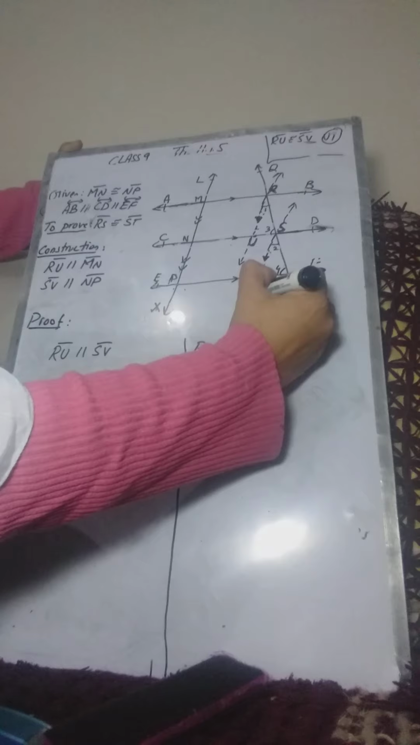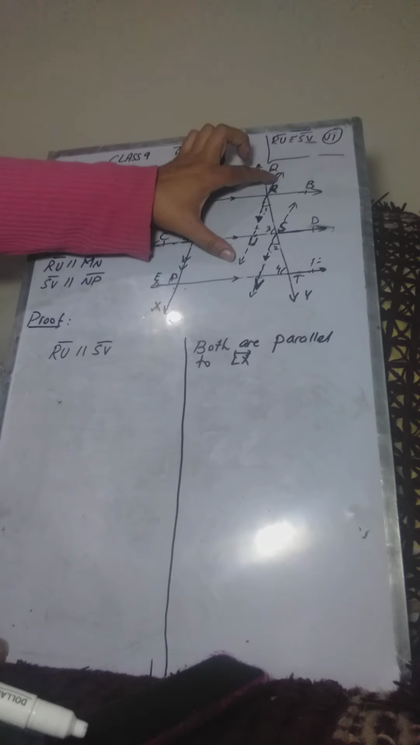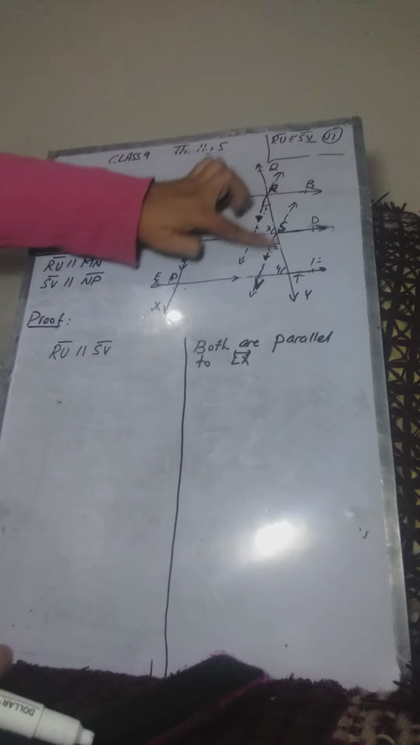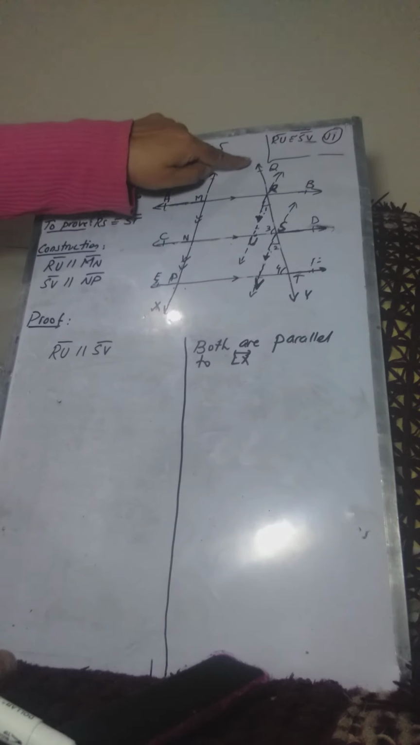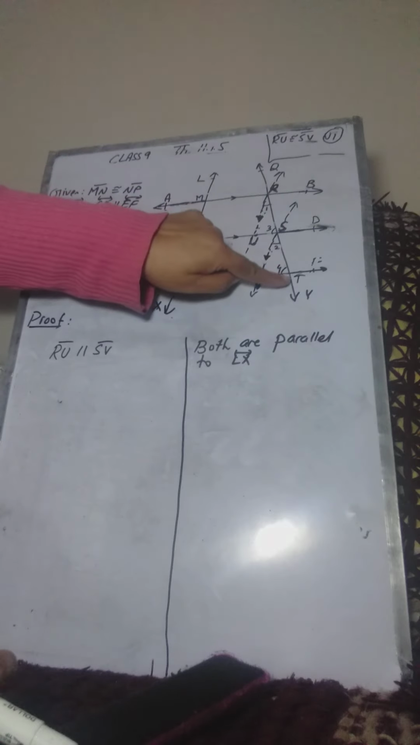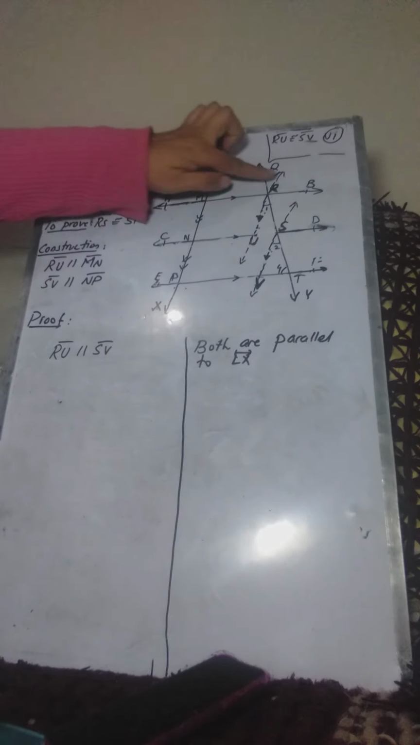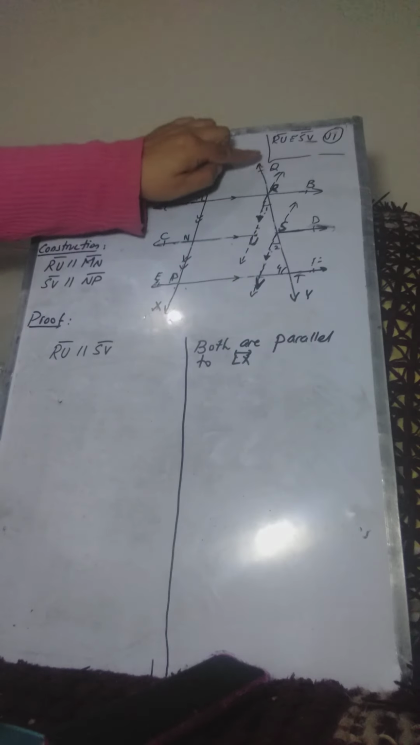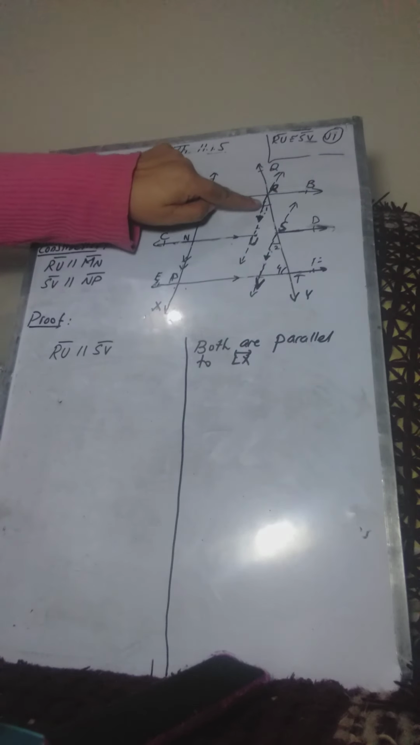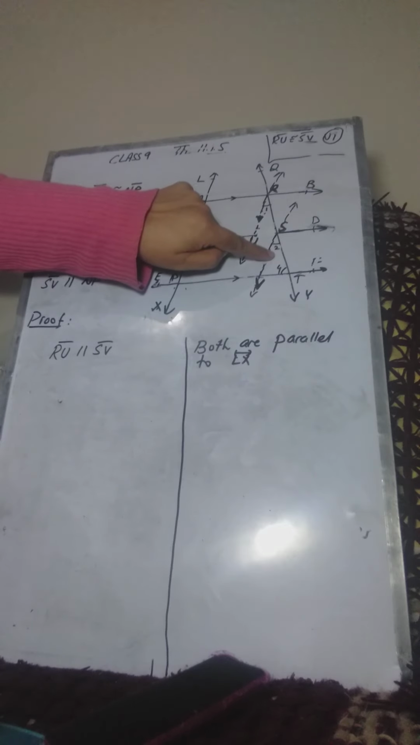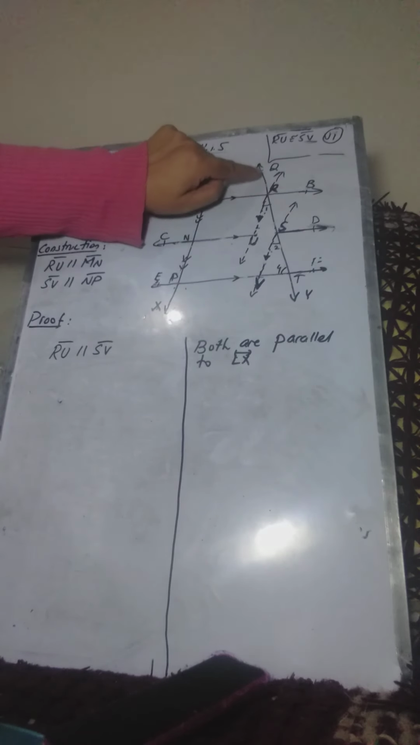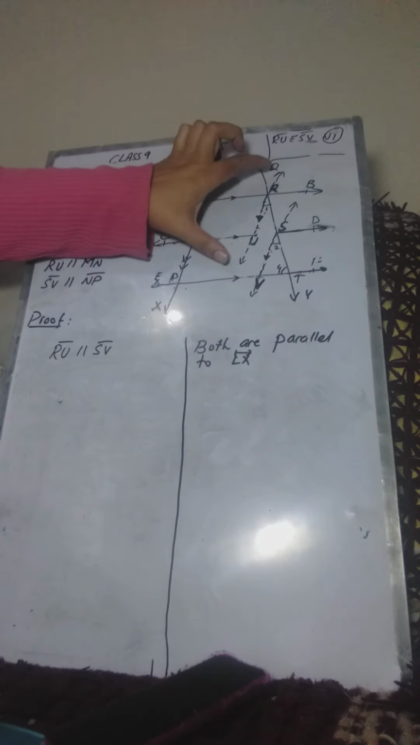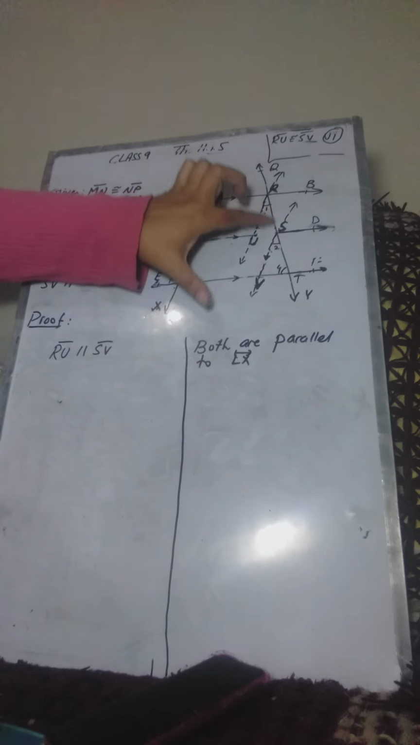RU is one line, SV is another line. These are two parallel lines, and if you observe this transversal, it is cutting these two lines. Let me erase this line for a while. I will draw it later so you can see clearly that these are the two parallel lines and this is a transversal which is cutting them.